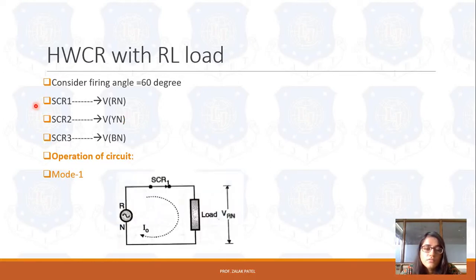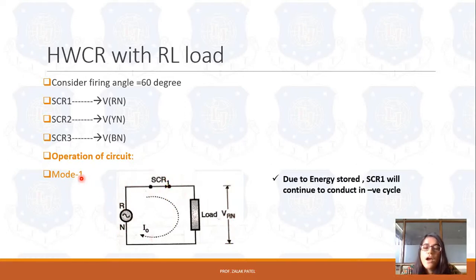So in mode 1 we can see that SCR1 will be conducted, and because of the conduction of SCR1, here you can see that the voltage is across RN, and that's why here we put VRN and load. So it gives us the voltage between RN, and this is our maximum voltage V0. So SCR1 will be conducted. It is called mode 1. And here, due to the energy stored, the SCR will continue to conduct in the negative cycle also. This point is also considered in SCR2 as well as SCR3, but the firing angle will be different, means the interval of firing angle will be different in mode 2 and mode 3.